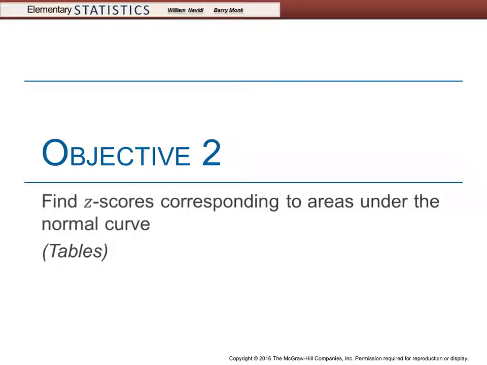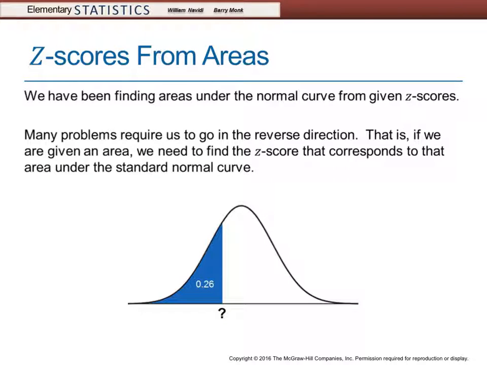Objective 2, finding z-scores corresponding to areas under the normal curve. We're going to look at tables first. So we've been finding areas under the normal curve from given z-scores. Many problems require us to go in the reverse direction. That is, if we are given an area, we need to find the z-score that corresponds to that area under the standard normal curve. For example, we want to find the z-value when the area is 0.26.